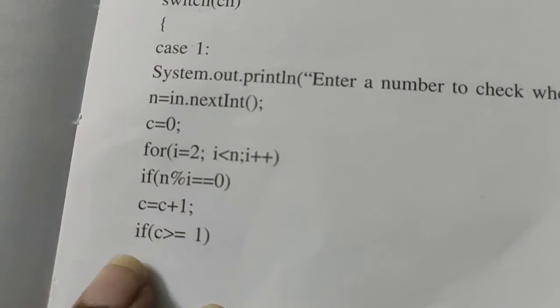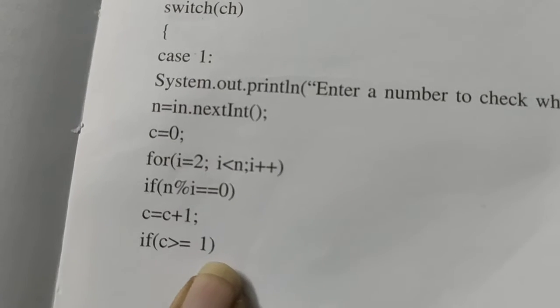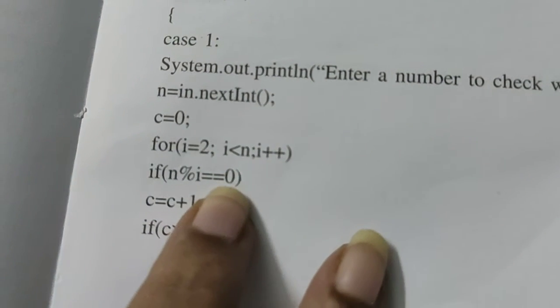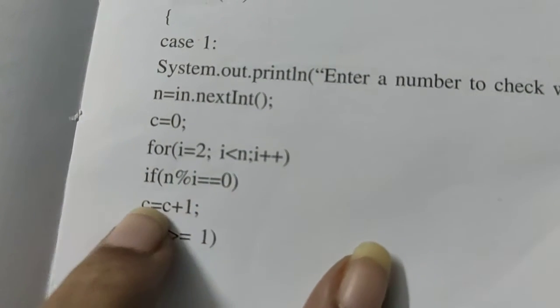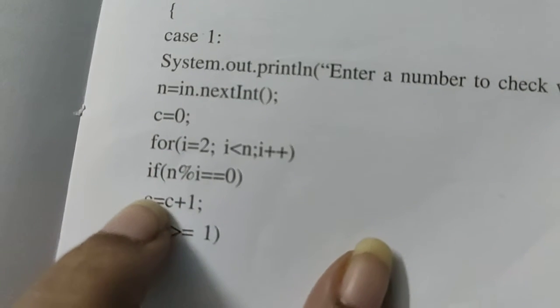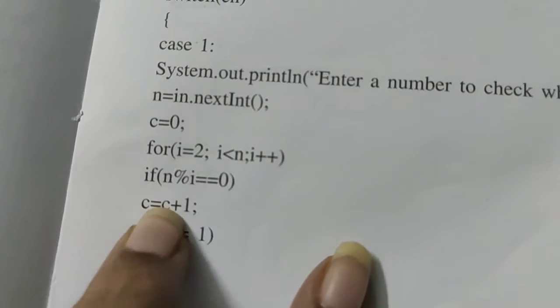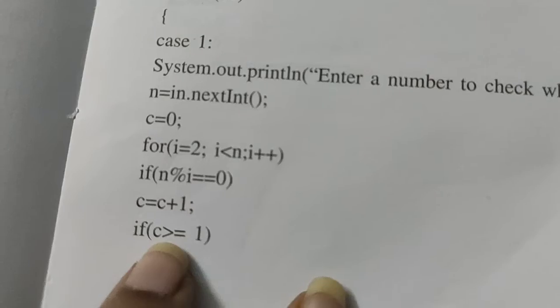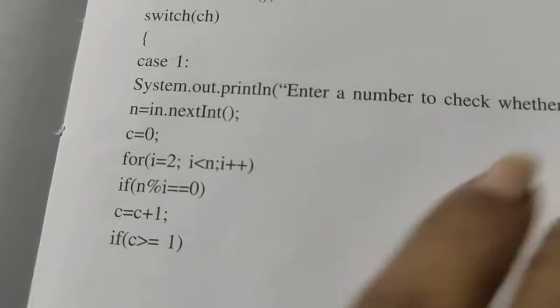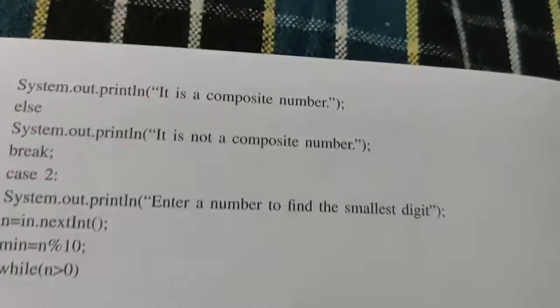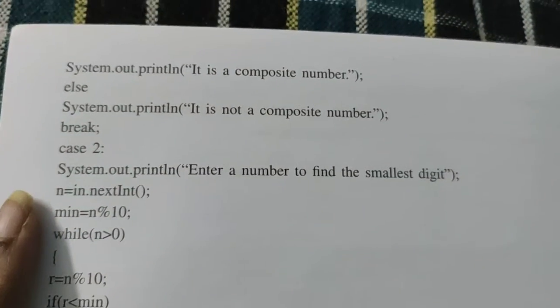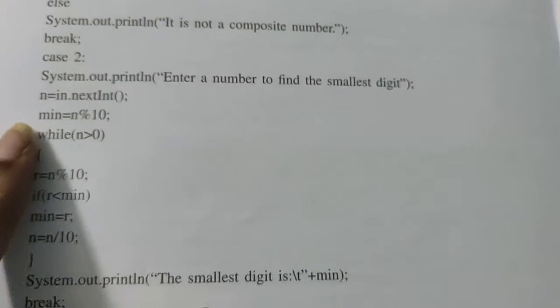Then again we are checking if C is greater than 1. If you have one factor extra also, you will have the C value equal to 1. So if the C value is greater than or equal to 1, then you have to print that the given number is a composite number. Otherwise it is not a composite number.